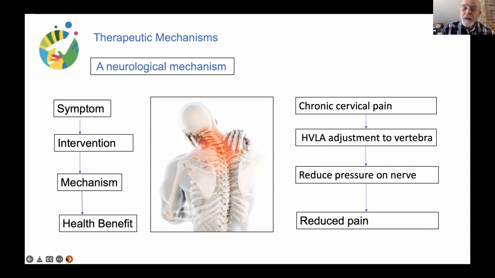Mechanism: reduced pressure on the nerve, reduced pain. Again, reduced pressure on the nerve is a neurological explanation, but you could say, well, what's actually happening in the tissue of the nerve? What part of the nerve is changed, is getting better, or more functional because the pressure is reduced? Then you could say, well, how are the actual molecules dancing around to make that change? Well, what's the genetic dimension of that?